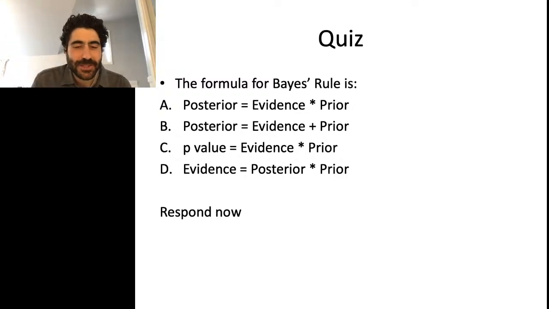Okay, so how do we use Bayes' rule? All right, great. I'm seeing lots of A's, which is great. And right, the idea here is that we start with our prior, we multiply in some new weighting from our evidence, and then that pops out our posterior. We don't compute p-values at all in Bayesian statistics.